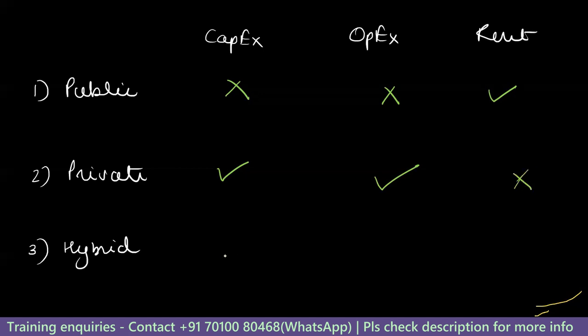Coming to hybrid, do we have CapEx in hybrid cloud? Yes, because it's a combination of public and private, right? So you would have built a private cloud already. So you will have CapEx. You will also have OpEx. And do you have rent here? Yes. So now can you tell which is the most expensive one? The hybrid. Hybrid cloud is the most expensive one.